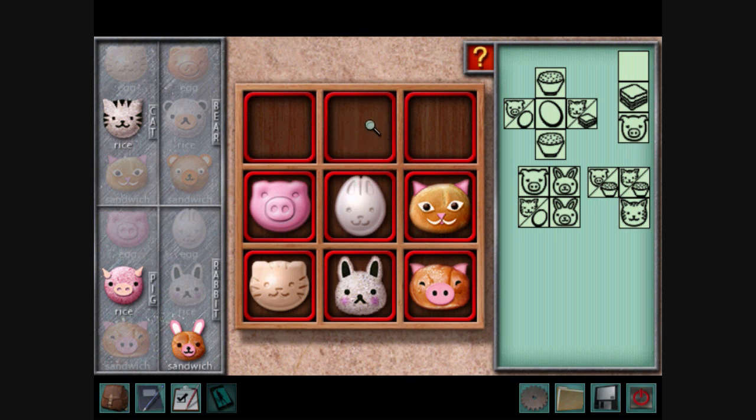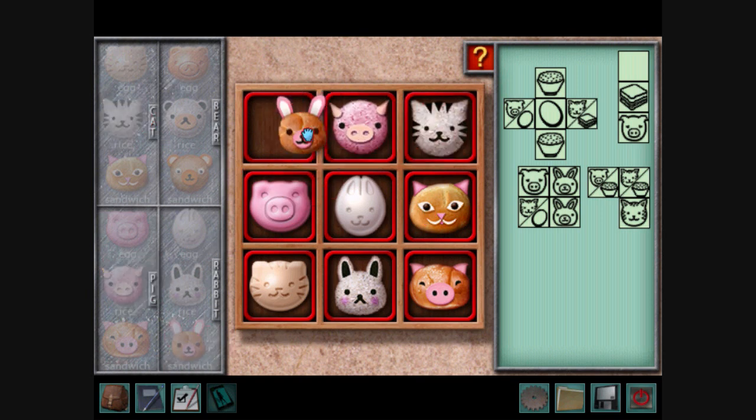I don't know if it's cat rice or pig rice, but this piece will let me know because we have pig rice, then cat rice, then a cat. So it must be like this, pig rice, and then a cat, because there's only one cat available in the middle row. Cat rice, pig rice, and rabbit sandwich.